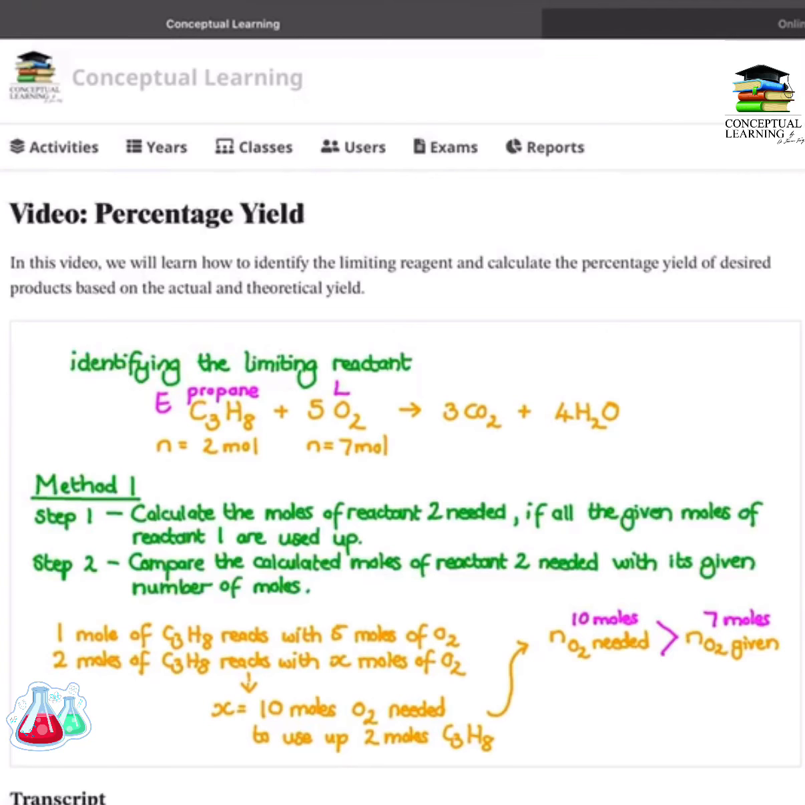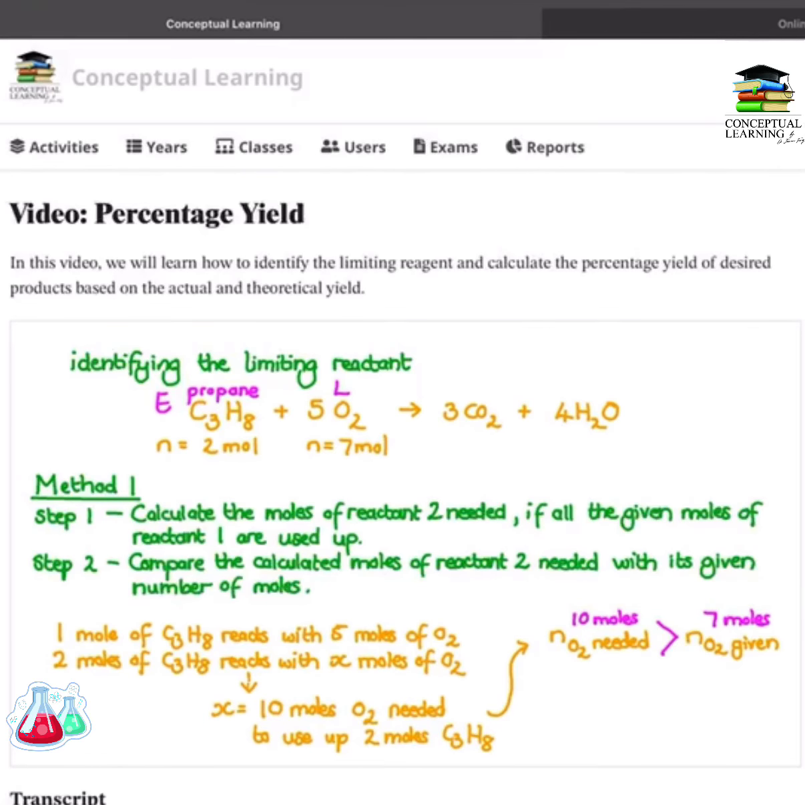If we then compare the moles of oxygen needed, 10 moles, with the moles of oxygen given, 7 moles, we see that we need more moles than we are given. So all 7 moles of oxygen will be used up in the reaction, and oxygen is thus the limiting reactant. And by default, propane is in excess or the excess reactant, and this confirms what we saw in the first version of method 1.